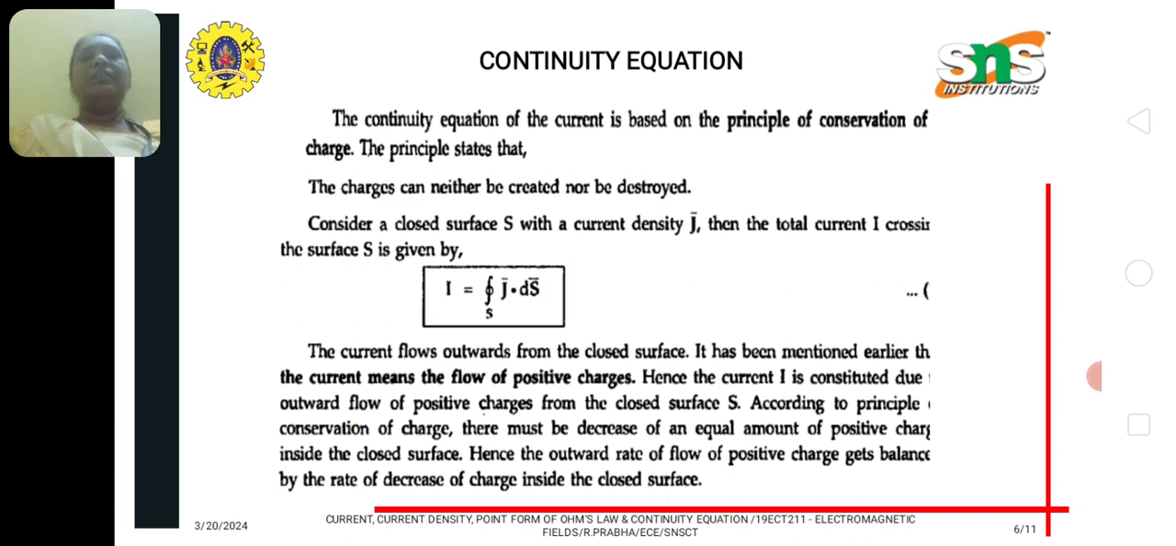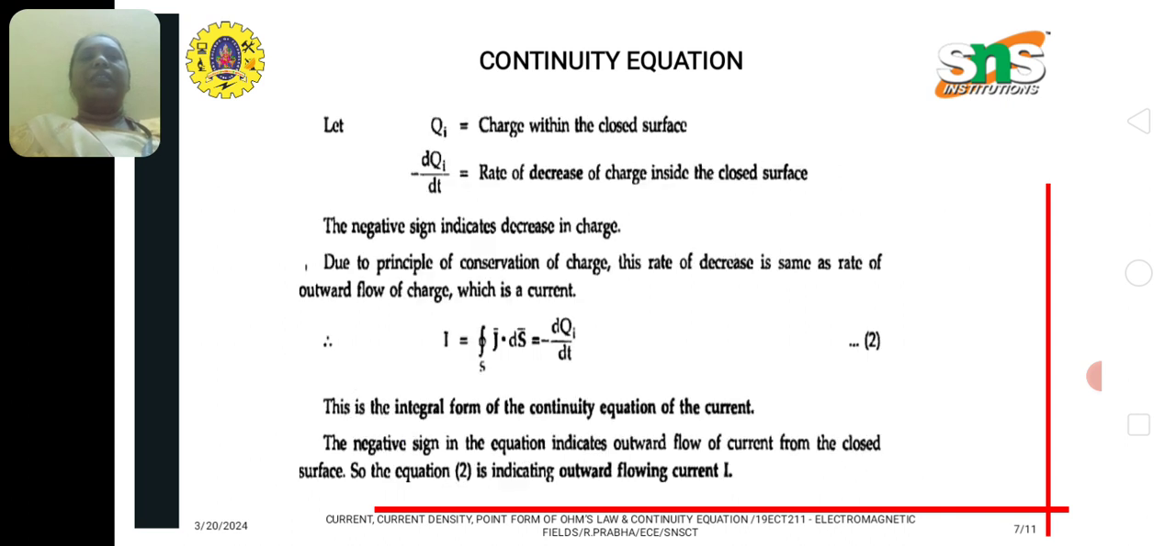So the current outwards from the closed surface. As mentioned earlier, current means the flow of positive charges. So the current I is constituted due to the outward flow of positive charges from the closed surface S. And I can also be written as the integral of J dot ds, which is equal to negative dQi by dt, and this is the integral form of the continuity equation of current.